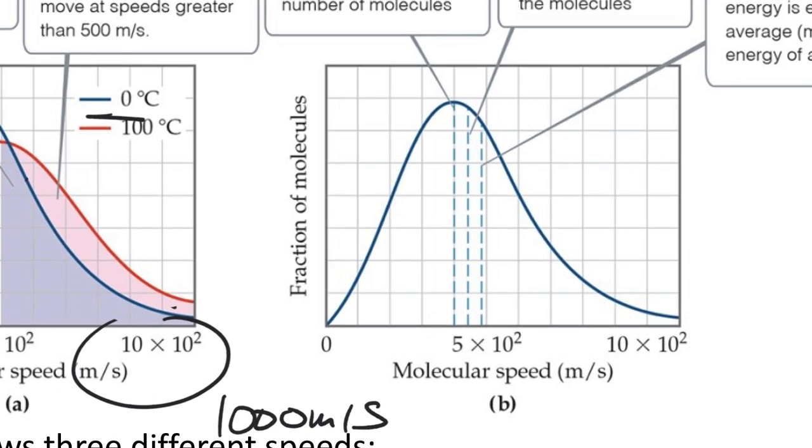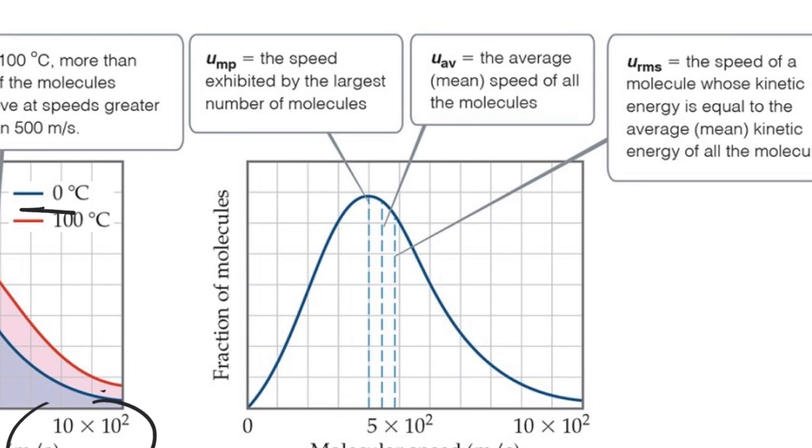Let me zoom in on this curve. We have a few different points that we can identify. One is the most probable velocity. That's the velocity at which the highest percentage of molecules are traveling. We have our average velocity, which is just the simple average. If we took an average of all the molecules, what's the average velocity? Just imagine adding up each molecule's velocity and dividing by the total number of molecules. You see that's a little bit on the faster side, meaning the average particle velocity is a little bit higher than the most probable point.